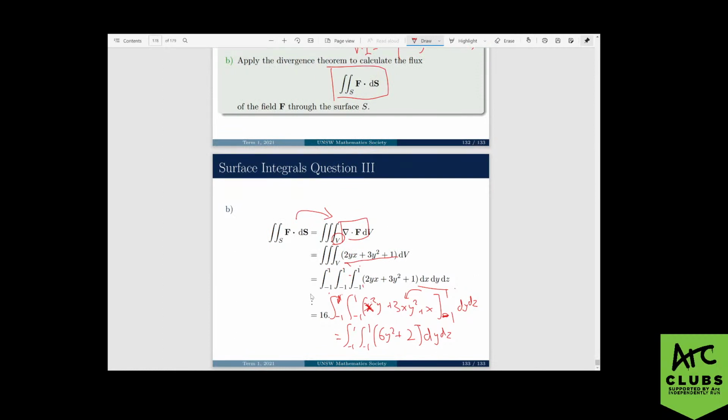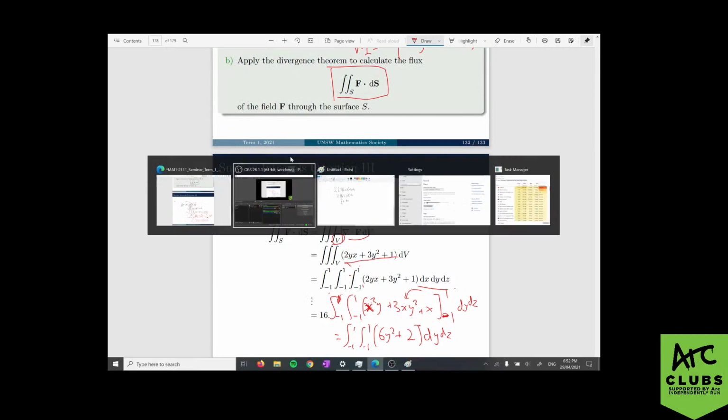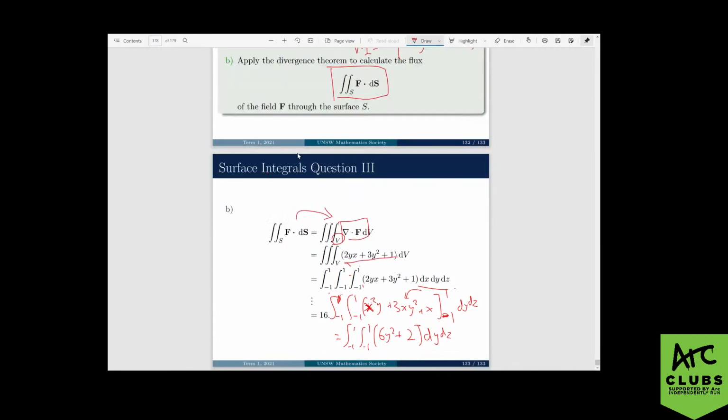But essentially, if you evaluate this triple integral without making any mistakes, unlike me, you should get your answer. And that concludes this workshop. Sorry for the mistakes. I'll fix them up before we upload them, hopefully by tonight.